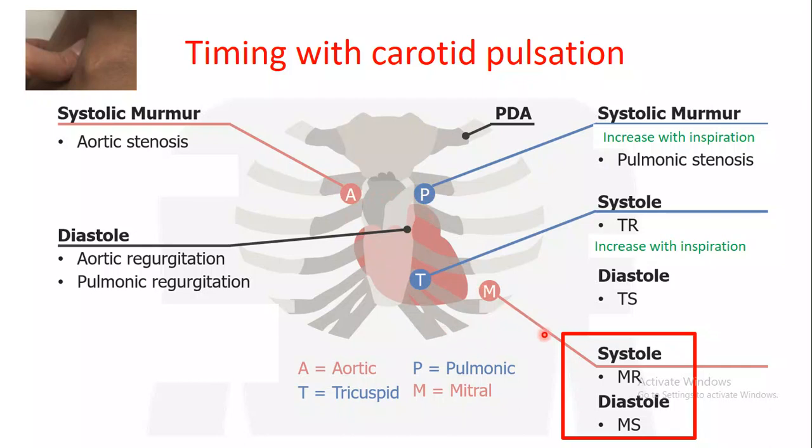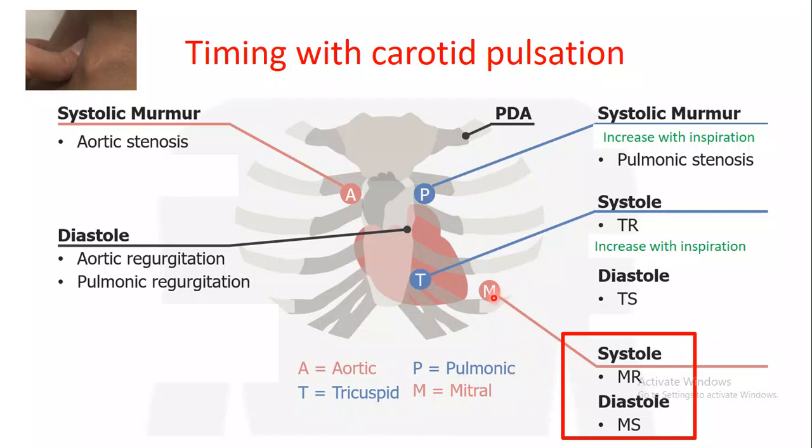Starting at the apex, if we hear a murmur over the apex and the highest intensity of this murmur is on this area, this means the origin is the mitral valve. Then timing with carotid pulsation: if this occurs during systole, this is caused by regurgitation of blood during systole, called mitral regurgitation. If this murmur is during diastole, or during the opening of the mitral valve, this means there is a mechanical obstruction of the flow of blood from the left atrium to the left ventricle during opening of the valve or diastole. This is called mitral stenosis.